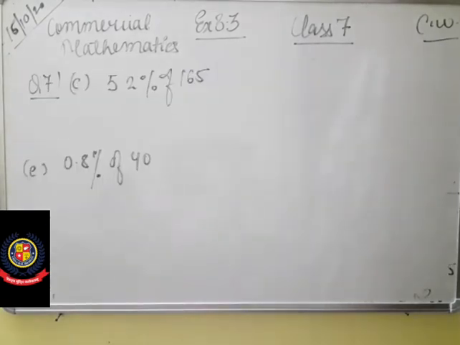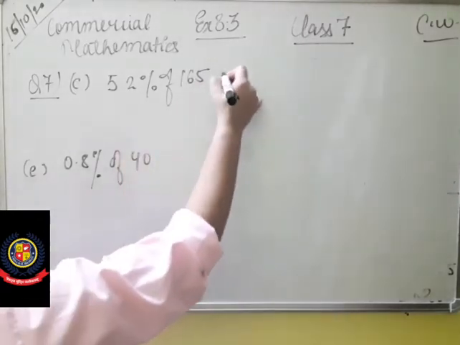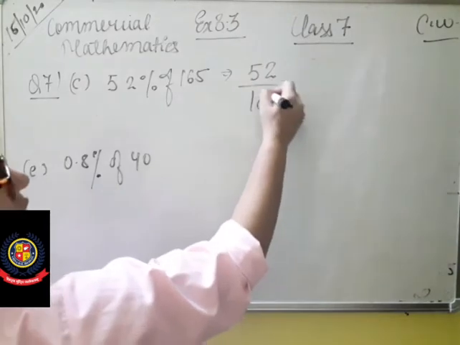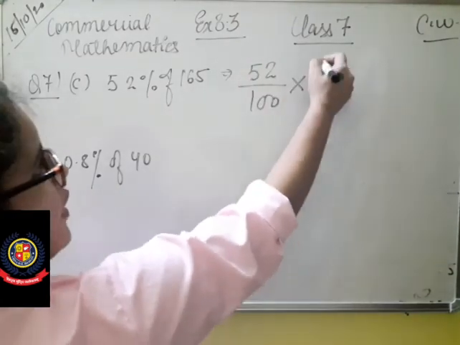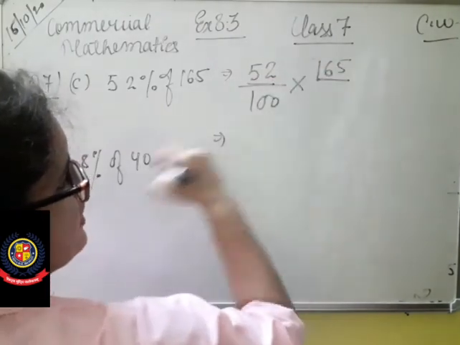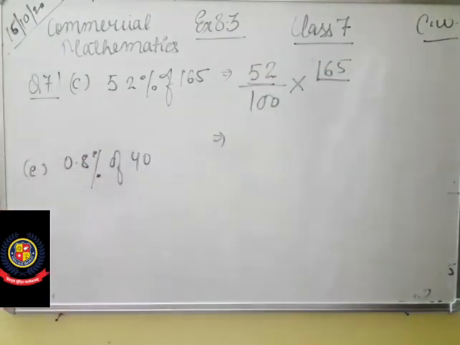So kids, look at the C part. 52% of 165. That means it is simple. 52. Remove this percentage, upon 100 will come. In place of off, into will come, 165. So I will multiply 52 and 165. So the answer will be when I multiply them.